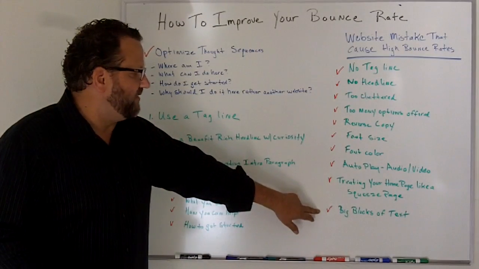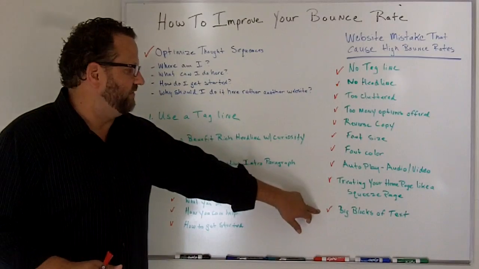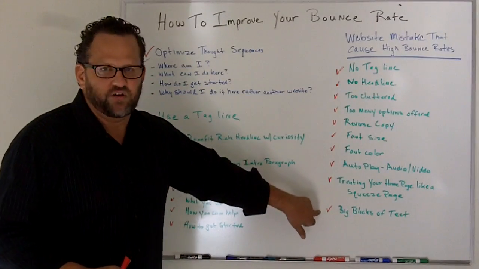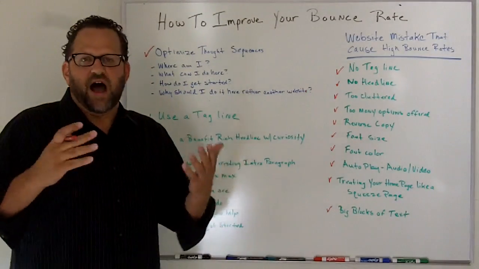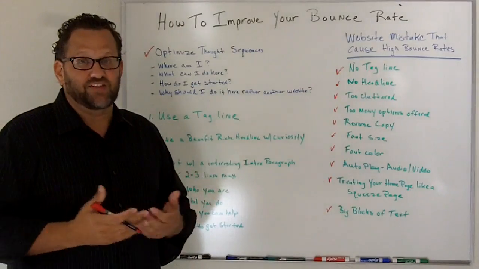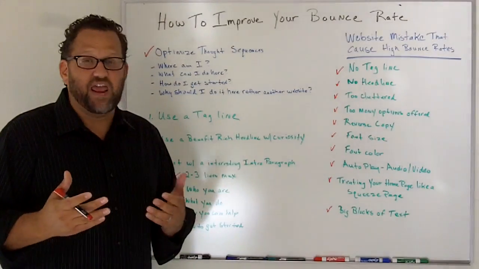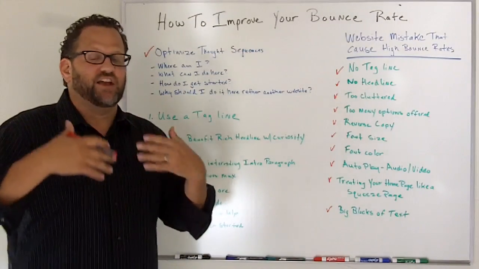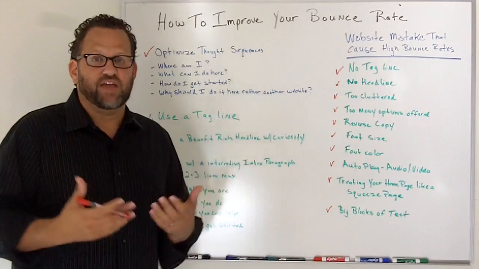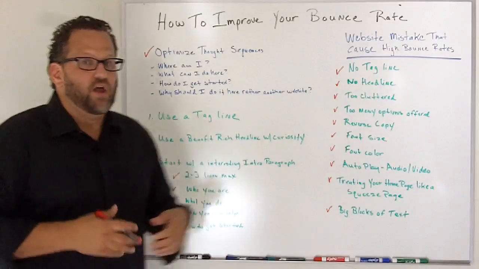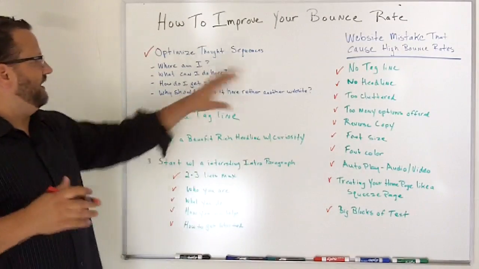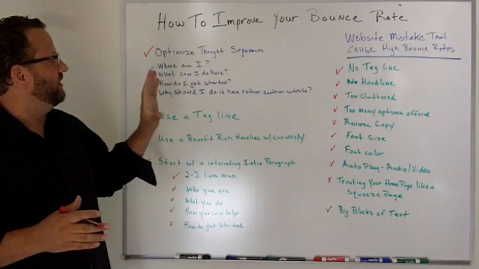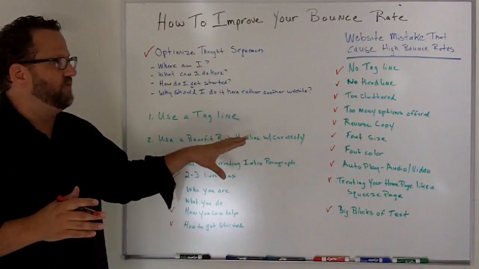And finally, another mistake that people make to cause high bounce rates are big blocks of text on your website. I recommend no more than 2 sentences per paragraph, maybe 3. Anything more than that, it looks too big, too bulky, looks like too much work for me to read that web page, and I'm gone. So, wow, this is a lot of information to cover. So this is some ways that you can help improve your bounce rate.